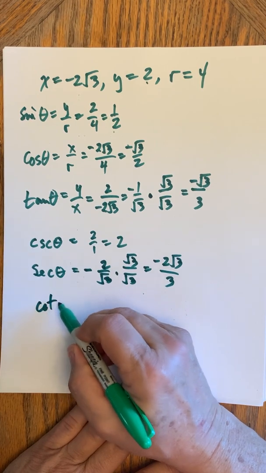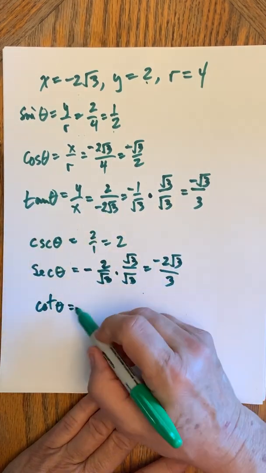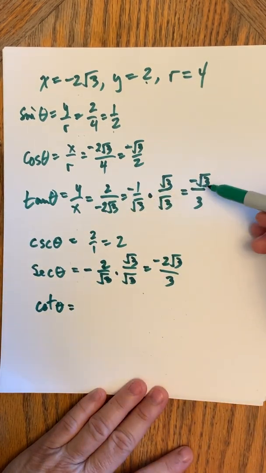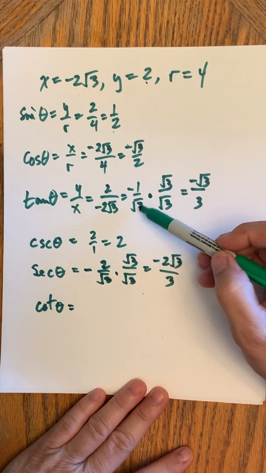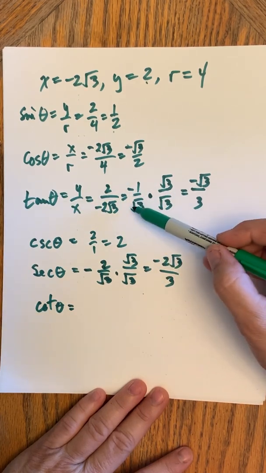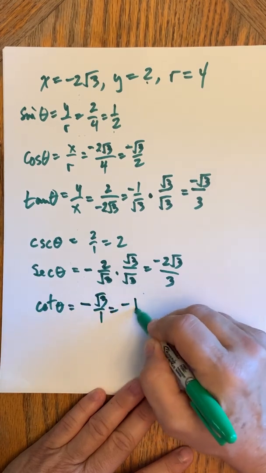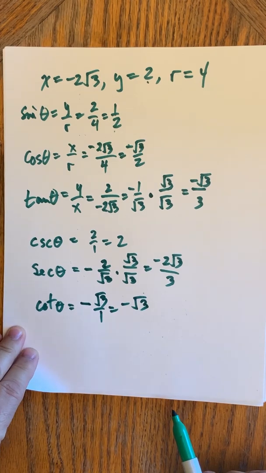And finally, cotangent of the angle is x over y. Now I could do that over here, although I could take the reciprocal and say, oh, that's 3 over the negative square root 3, and then rationalize. I might as well just take the reciprocal here, which would give me a negative square root 3 over 1, which is a negative square root 3. Now I don't have to go through all that rigmarole. So there are your 6 trig functions.